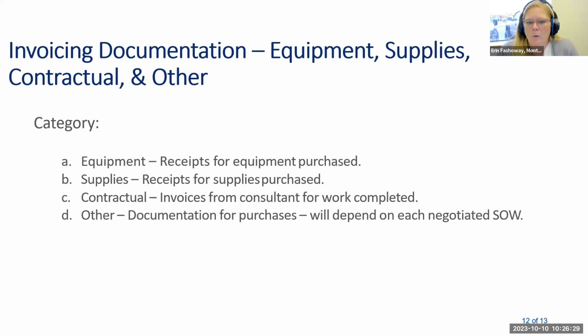The other categories are pretty straightforward. It's basically receipts, so equipment and supplies. It's basic receipts for equipment or supplies that are purchased, contractual, invoices from your consultant for work completed, and then other is basically documentation for other purchases. It just depends on what was laid out in your application and what has been negotiated in your contract. I will say the hang up for contractual is usually dates. We ask that you review your contractual requests and whatever you're receiving from your contractors, the invoices that they submit to you, and review the dates. That's the big gotcha there.